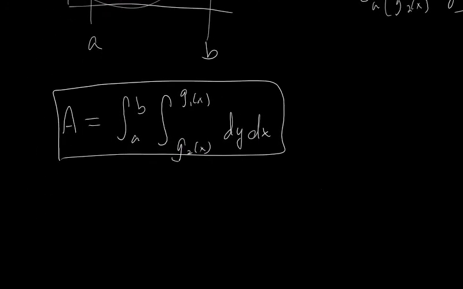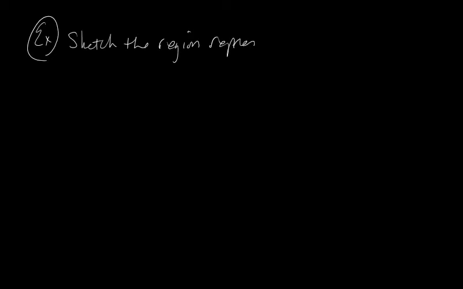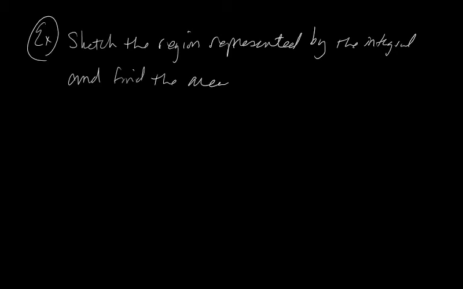Okay, so let's do an example where we find the area represented by the integral. So we're going to sketch it and we're going to evaluate it. So let's say: sketch the region represented by the integral and find the area. All right, so here we go. We have the integral from 0 to 4 of the integral from 0 to square root of x of dy dx.